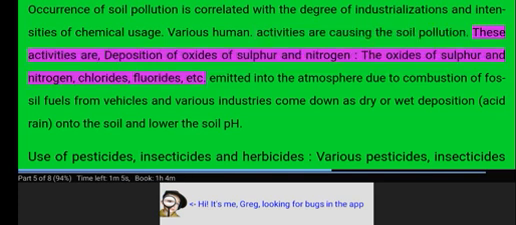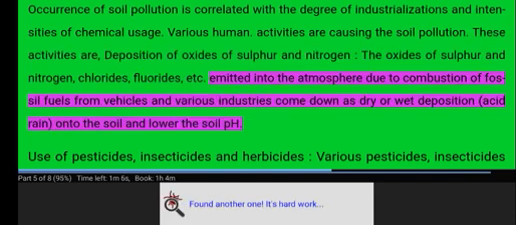These activities are deposition of oxides of sulfur and nitrogen, chlorides, fluorides, etc. emitted into the atmosphere due to combustion of fossil fuels from vehicles and various industries, which come down as dry or wet deposition, acid rain, onto the soil and lower the soil pH.